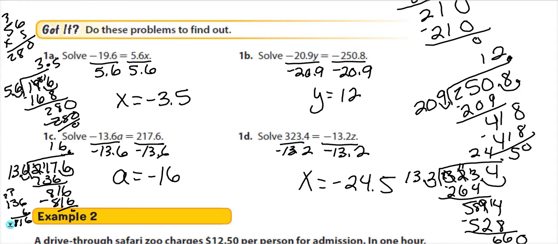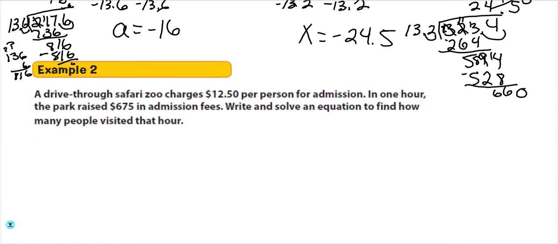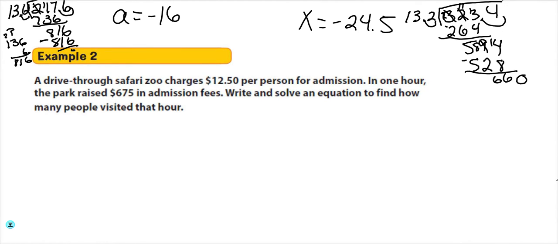All right, let's go ahead and try example 2. It says a drive-through safari zoo charges $12.50 per person for admission. In 1 hour, the park raised $675 in admission fees. Write and solve an equation to find how many people visited that hour. All right, well, it's $12.50 per person. We don't know how many people that is, so that's times P. And then altogether, we raised $675.